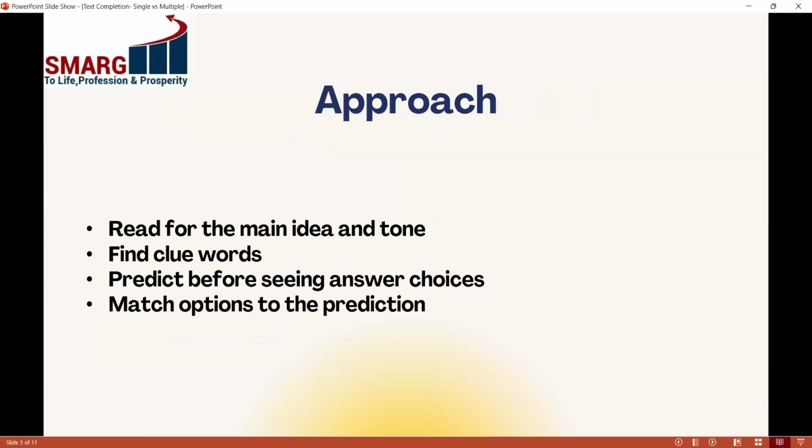Now we move forward. So, what is the approach that we follow? Very basic. Yes, we have to remember these things. Read for the main idea and tone. So, essentially, here again comes in the role of paraphrasing. I had discussed paraphrasing previously as well. Can anybody very quickly summarize that for me? What is paraphrasing?